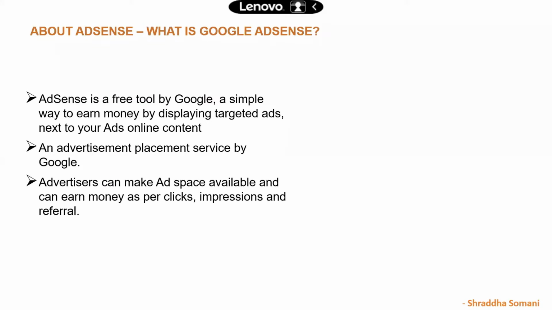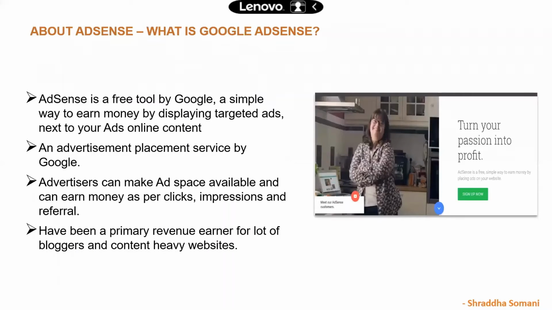How it works is that you can make an ad space available. I will make you understand this in a moment when we go through the AdSense interface, how you can make an ad space available and then earn money. Digital marketing itself started with blogging, and earning money online started with blogging. This was the initial phase, and it started around the year 2000.